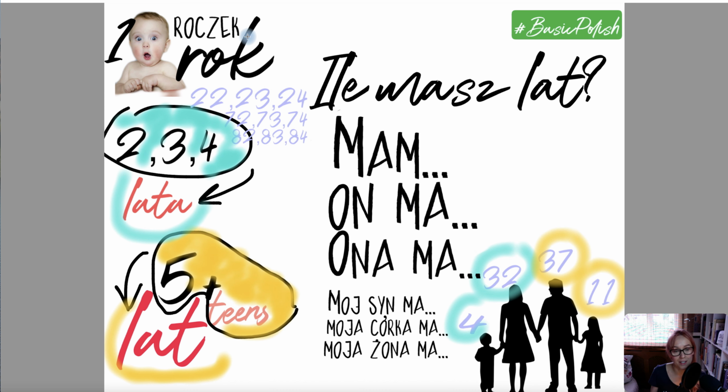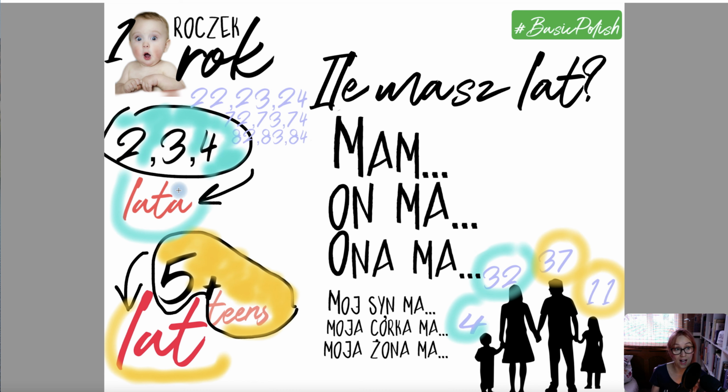Okay? However, I told you at the very beginning of this lesson that three numbers are very important: 2, 3, and 4. And I explained this bit here in a second. But when a child, so let's imagine a boy or a girl, is now 2, our rok and roczek becomes lata. Okay, so that's year in plural, years. But this is our version for years old, only for these three numbers. So 2, 3, and 4.